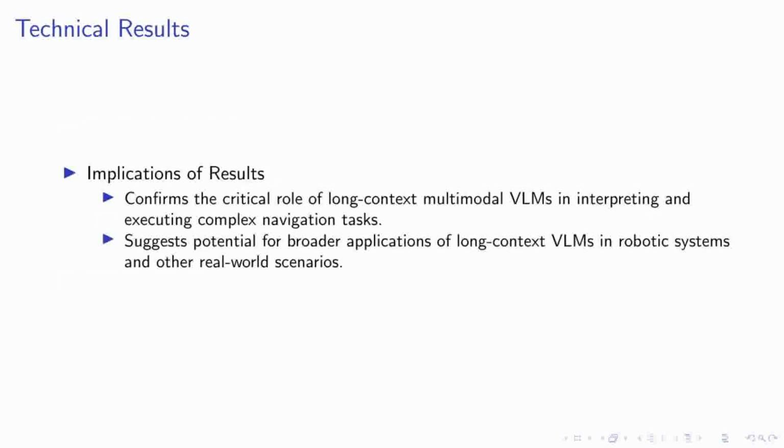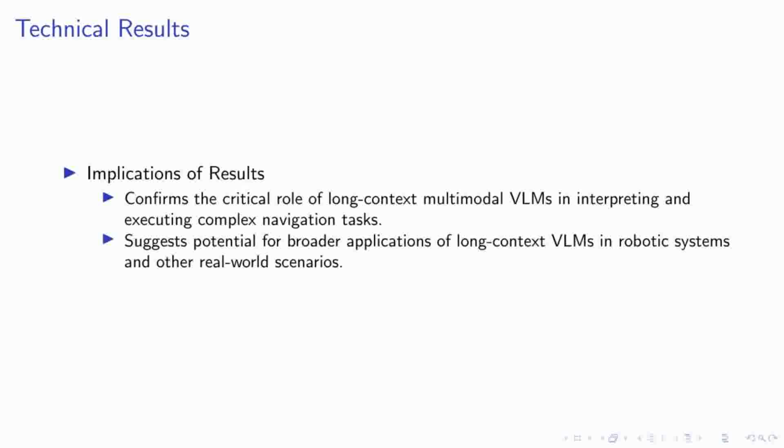The technical results from our study underscore the indispensable role of long-context multimodal vision language models, or VLMs, in navigating complex tasks. These findings are not just pivotal for understanding how these models process and execute navigation instructions, but they also open up exciting possibilities for their application beyond the tested scenarios. Firstly, the results confirm that long-context multimodal VLMs are crucial for interpreting nuanced and often ambiguous user instructions in real-world settings. This capability is essential for developing autonomous systems that can effectively operate in dynamic and unpredictable environments.